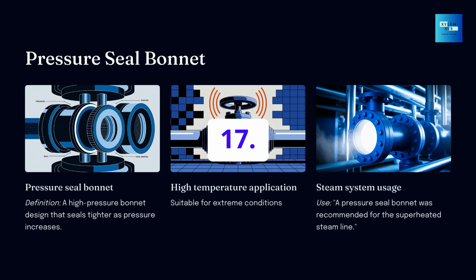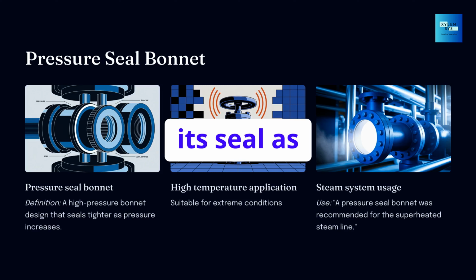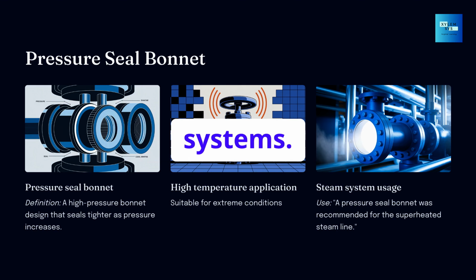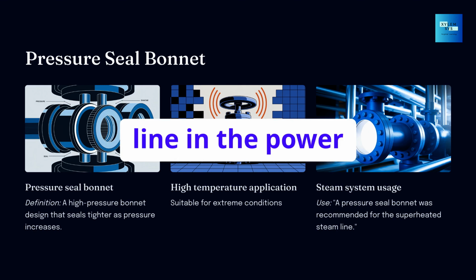17. Pressure seal bonnet. A pressure seal bonnet tightens its seal as internal pressure increases, commonly used in high-pressure, high-temperature systems. A pressure seal bonnet was recommended for the superheated steam line in the power plant.